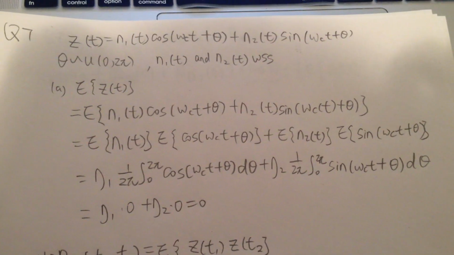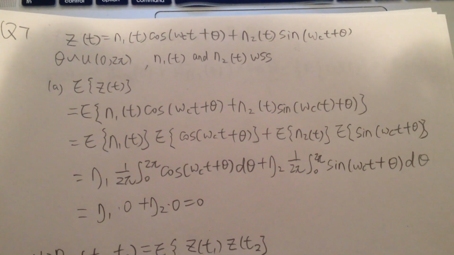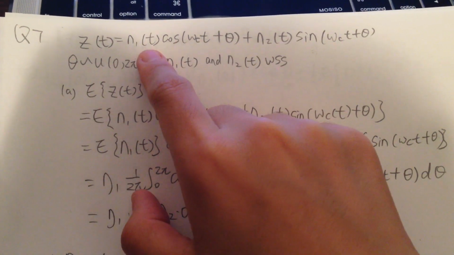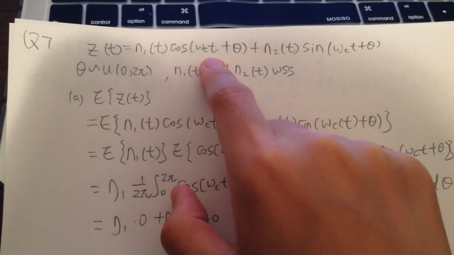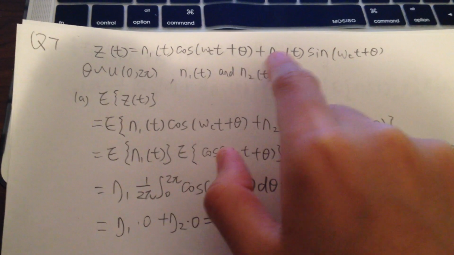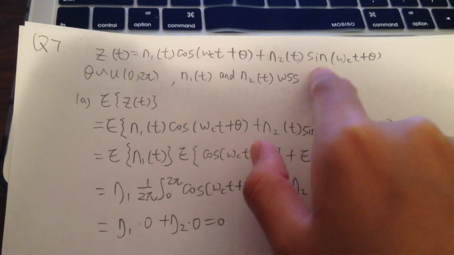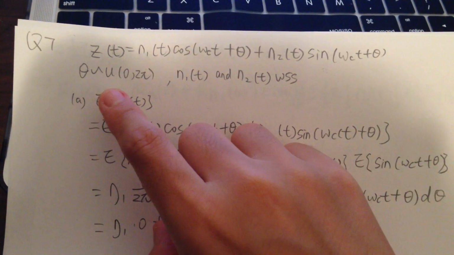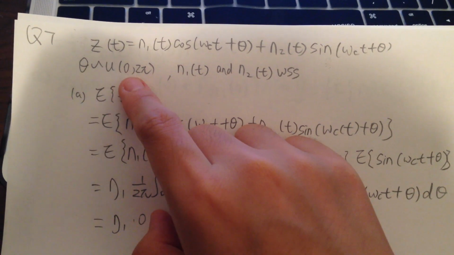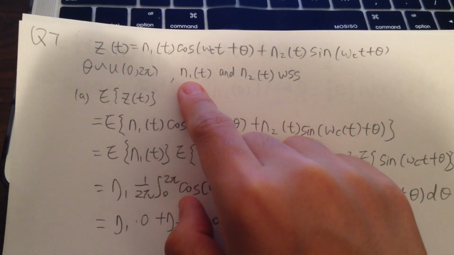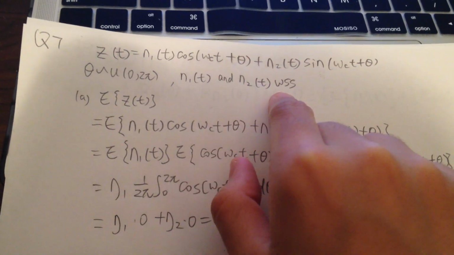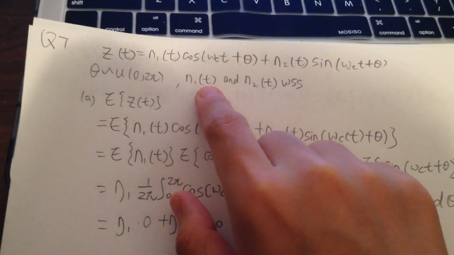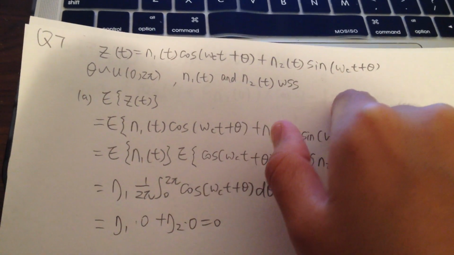EL6303. In this video, I will solve question 7 in homework 7. In this question, we are given the information that Z(t) equals N1(t) times cosine(ωc t + θ) plus N2(t) times sine(ωc t + θ). And θ is uniformly distributed in 0 to 2π. And N1(t), N2(t), and θ are independent. And we also know that N1(t) and N2(t) are WSS.